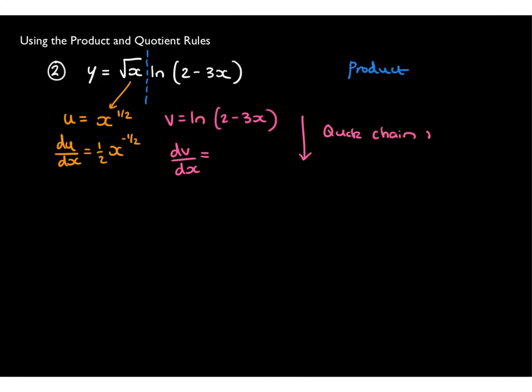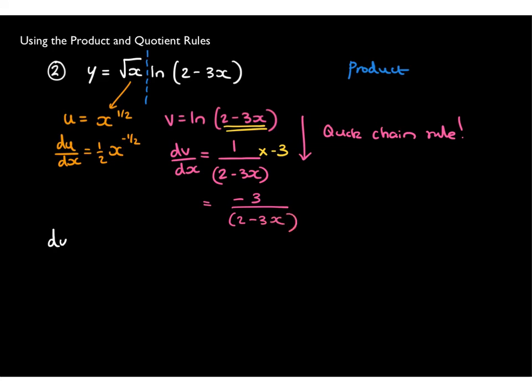Hence our emphasis on being able to apply the chain rule quickly and efficiently, and why that is so important. ln of 2 minus 3x, it's an ln function. What have we just seen? ln functions differentiate to 1 over 2 minus 3x in this case, but of course we need to multiply by the derivative of the inner function, which is negative 3. So this gives me negative 3 over 2 minus 3x.